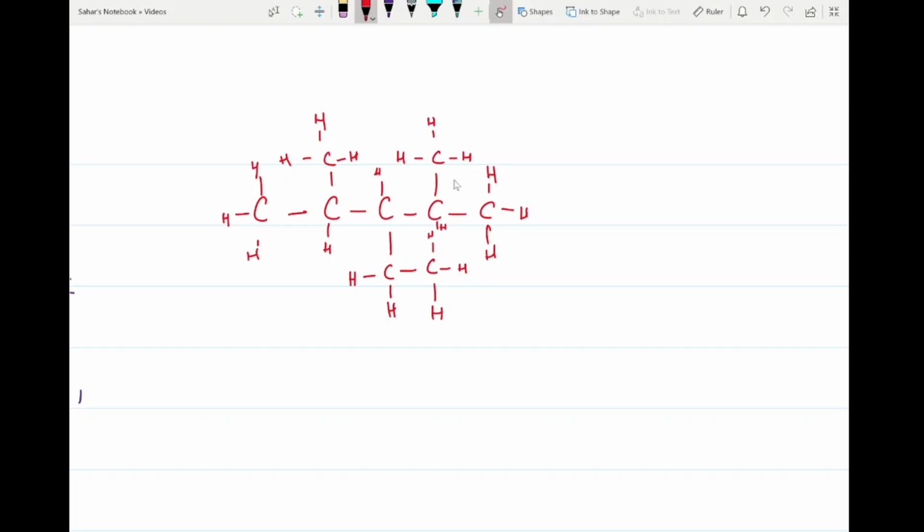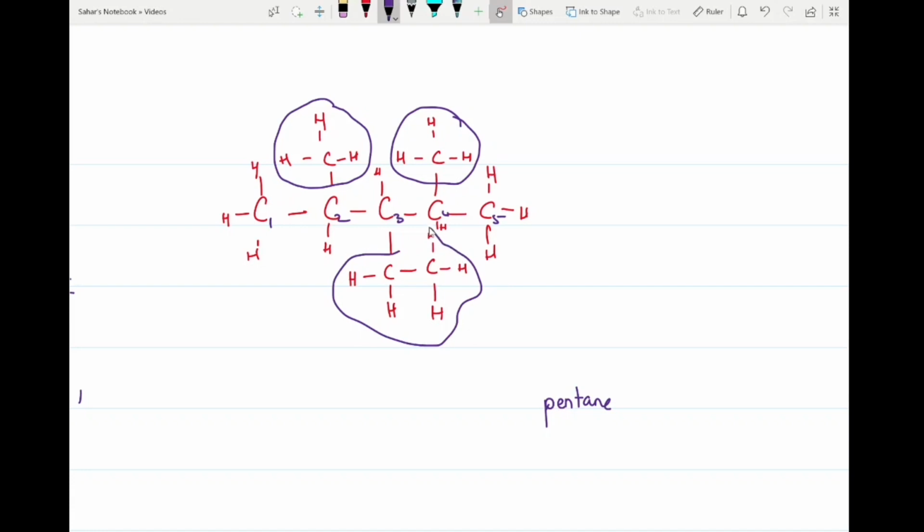So now let's start with identifying the longest continuous chain of carbons. I can see here number 1, number 2, number 3, number 4, and number 5. So that gives me 5 carbons. So that gives me pentane. And then if I go towards my side groups, so I have a branching here, I have another branch here, and I have another branch down here.